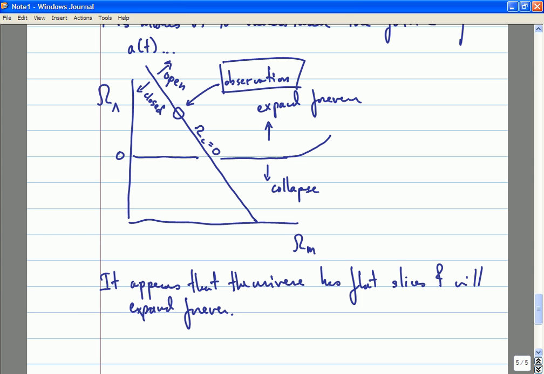Yes, question. When you draw a circle there, does that mean that we don't know if it's open or closed? That's right. So there's some error of order a few percent in the determination of these. There's some uncertainty in the determination of these constants. You know, we observe omega matter, it's about 0.25. We observe omega lambda, it's about 0.75. We determine omega curvature by adding the two of them and seeing if they're equal to 1 or not. How is it determined by adding those two? Yeah, that's right.